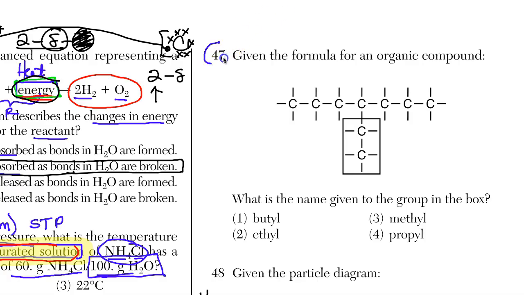Number 47. Given the formula for an organic compound, carbon-based, what's the name given to the group in the box? Well, if we remember our naming system, the first thing we'd always do is name the longest continuous carbon.